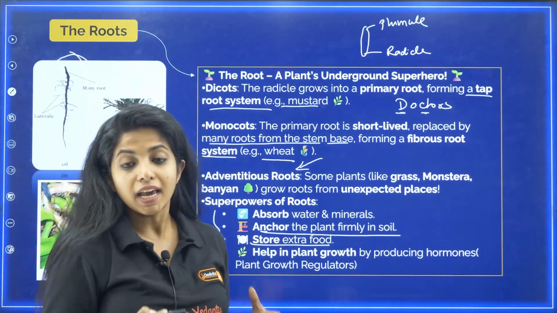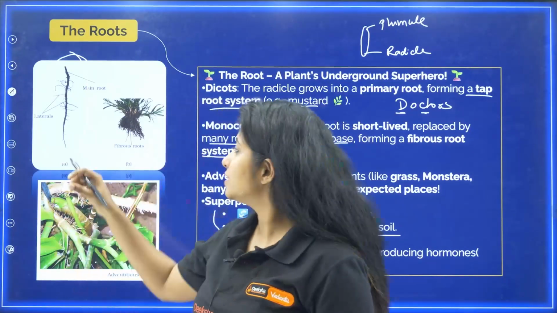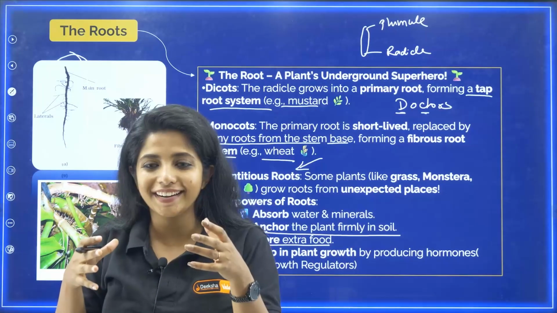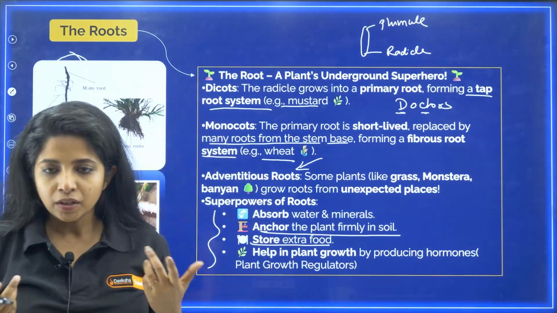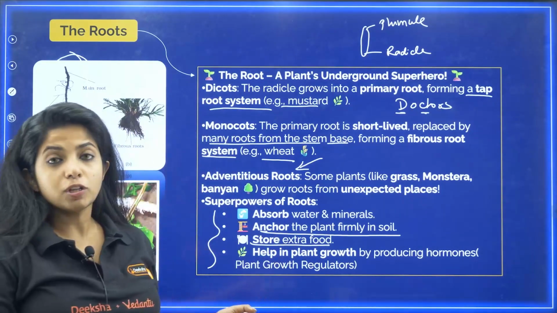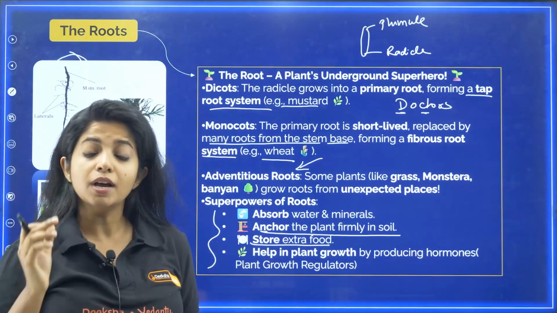So you might have seen in some plants, my dear, for example, carrot. What is carrot, my dear children? The carrot is nothing but the primary root which is getting modified. Okay, this primary root is getting modified for what? Storage of things. So it stores extra food there, and also sweet potato. We learned the example of sweet potato. That is also a root that is getting modified for storage.